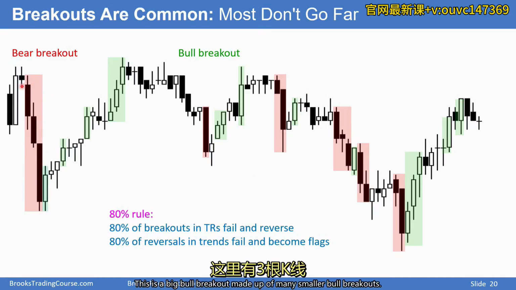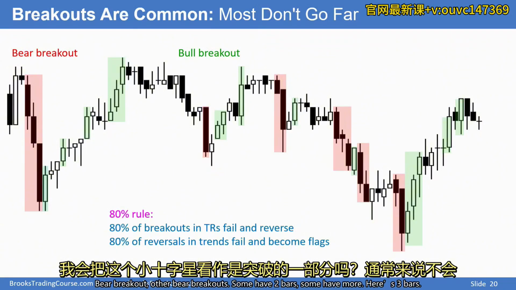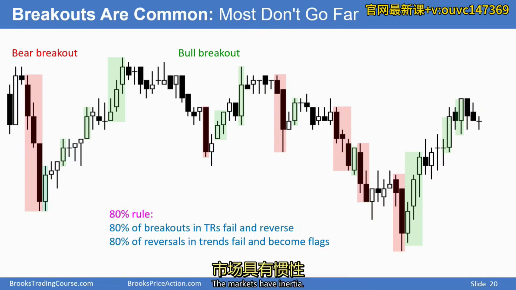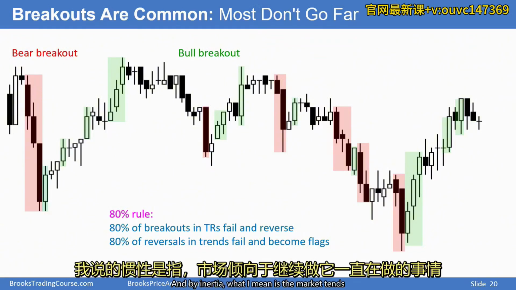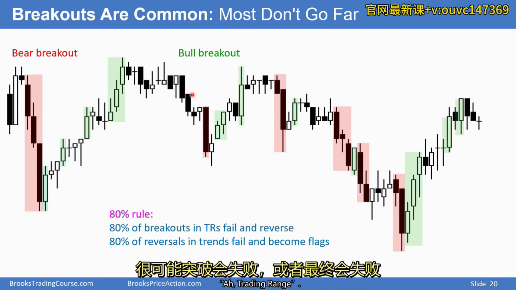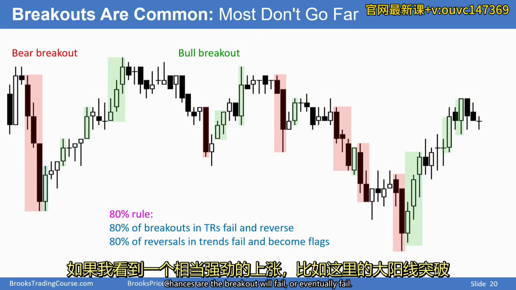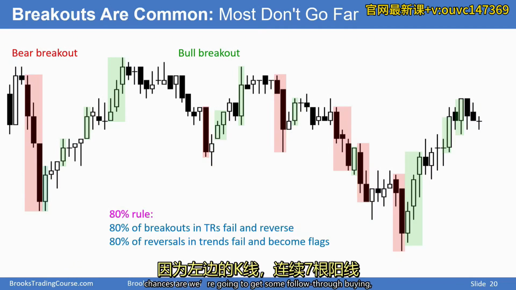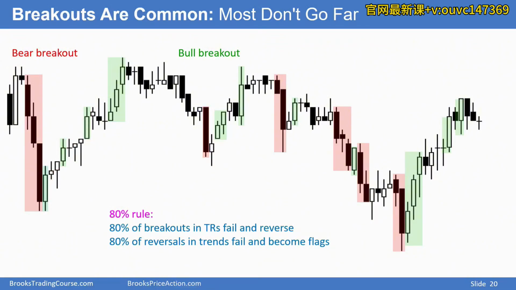Here's 3 bars. Do I count that as part of the breakout? I typically do not. To me, that's a pause bar, and then we accelerated down, so I would call that the breakout. Markets have inertia. That is my 80% rule. And by inertia, what I mean is the market tends to continue to do what it has been doing. So anytime I see a breakout like this, I look to the left. Trading range. Chances are the breakout will fail or eventually fail. If I'm looking at a reasonably strong rally and I see a breakout here, chances are we're going to get some follow through buying, because bars to the left, we've had 7 bars up, 7 bull bars.